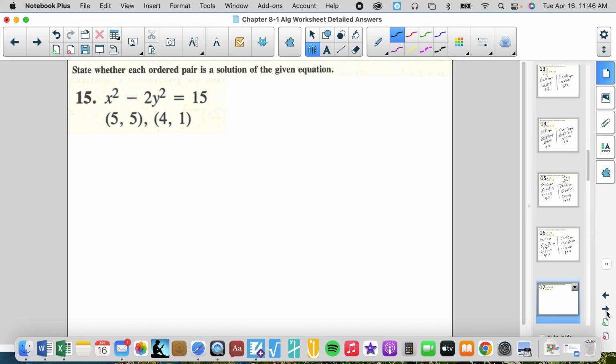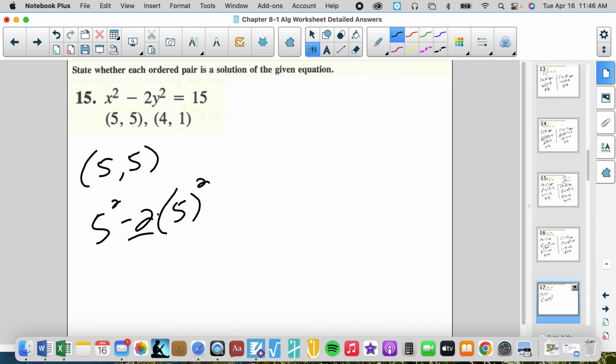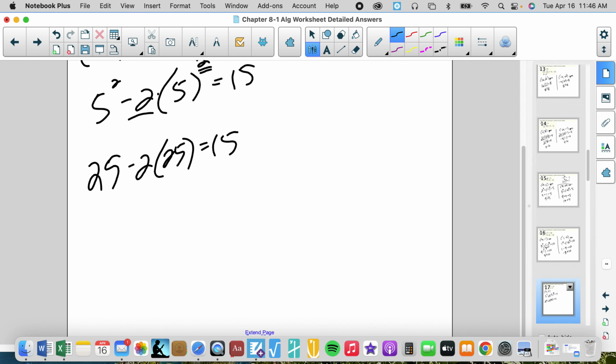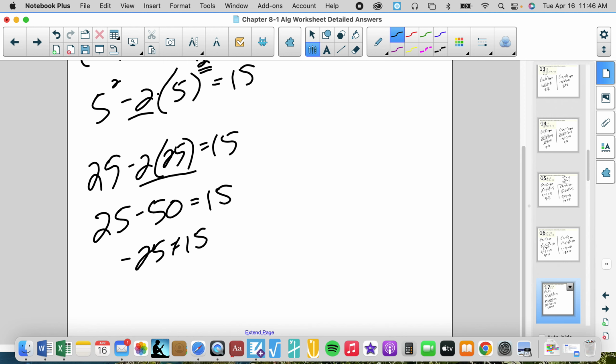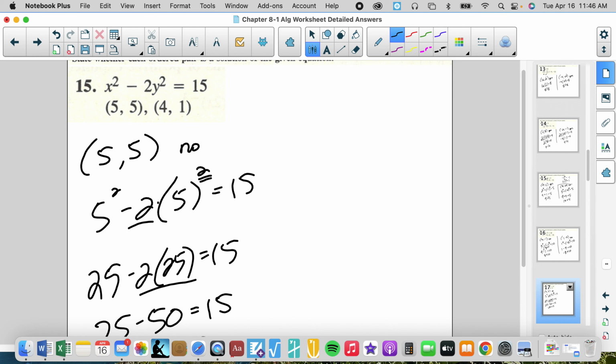Ooh, all right, this is another good one. So 5 and 5, so 5 squared minus 2 times 5 squared. So we would not do the multiplication. We would do the exponents first. So we can do that. That's an exponent. 25 minus 2 times 25. And that's going to give us 25 minus 50, because we're going to do multiplication before subtraction. And this gives us negative 25 equals 15. No. So we know that this is not a solution.